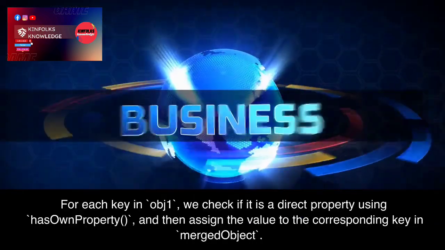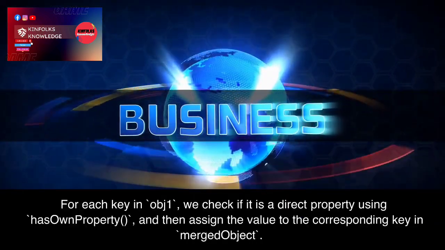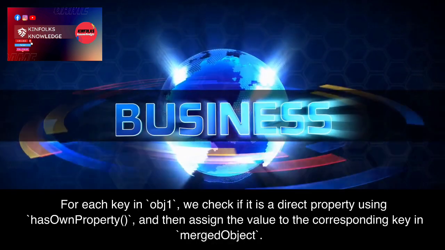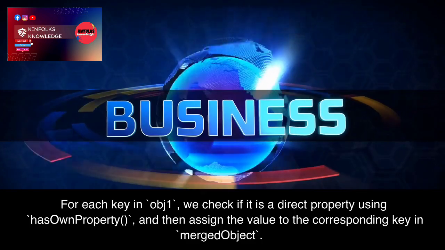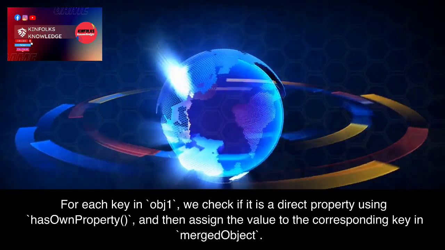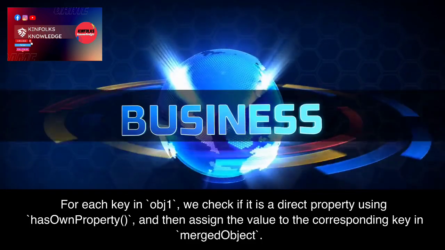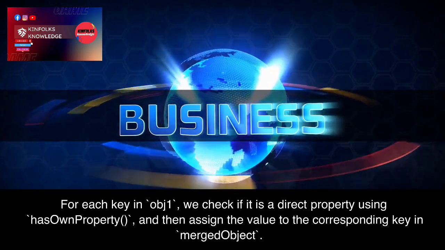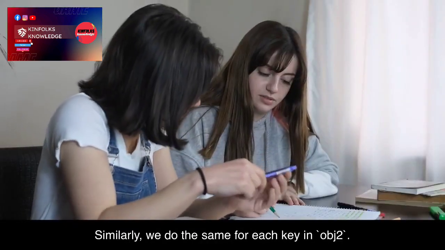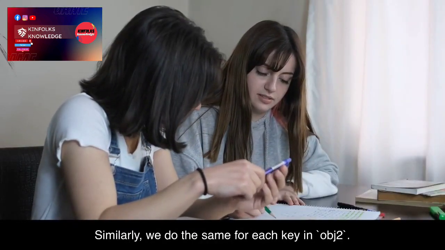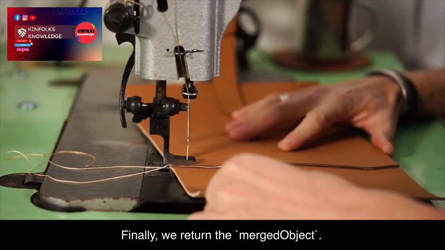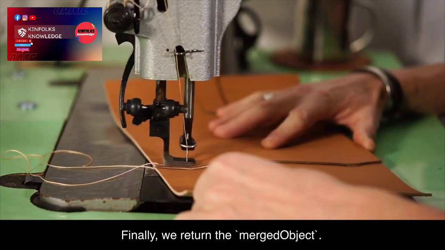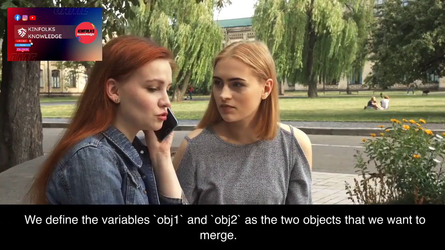For each key in obj1, we check if it is a direct property using hasOwnProperty and then assign the value to the corresponding key in mergedObject. Similarly, we do the same for each key in obj2. Finally, we return the merged object.